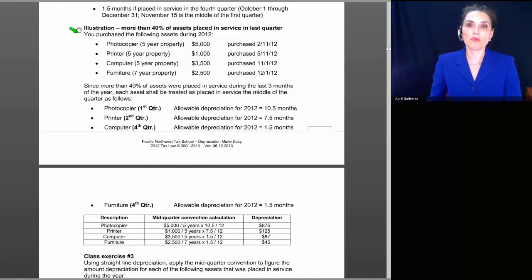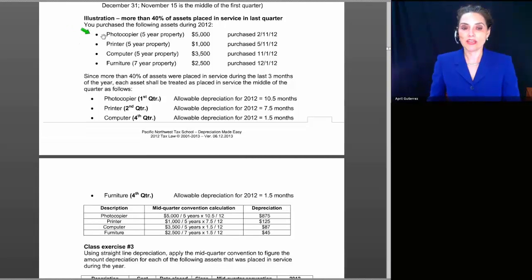Let's move on to an illustration of the mid-quarter convention. In this illustration, more than 40% of the assets were placed in service in the last quarter, and you purchased the following assets during 2012. A photocopier, which is 5-year property, costing $10,000, and you purchased that on February 11th. There was a printer, also 5-year property, costing $1,000, and purchased on May 11. We then have a computer that is 5-year property. It costs $3,500. You purchased it on 11/1/12. And then finally, furniture, 7-year property, $2,500, purchased on 12/1/12.